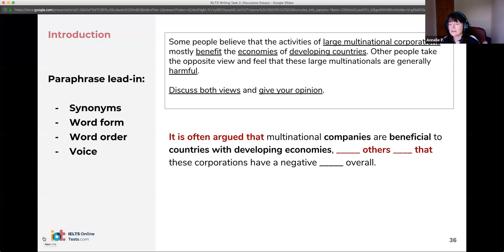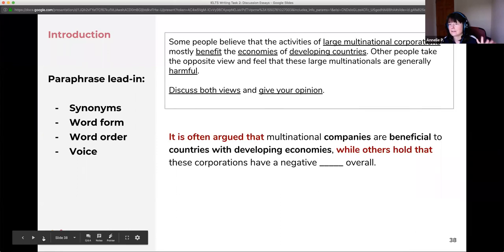others think, okay, others believe, claim, okay, fine. So we've got hold, okay? Claim, believe, consider, those are all good options, okay? Okay, these corporations have a negative, okay, very good, impact, effect. Okay, we've also gone for effect, all right? So that's your opening statement, okay? Outcome as well, that could work. And then you have your outline statement.